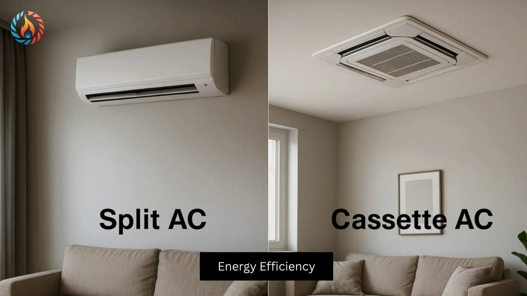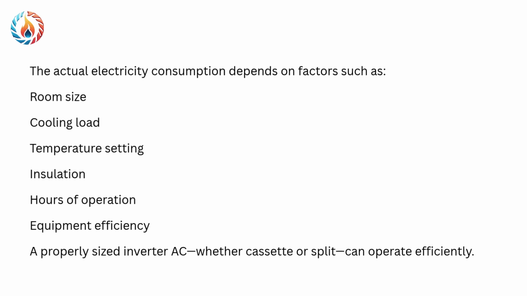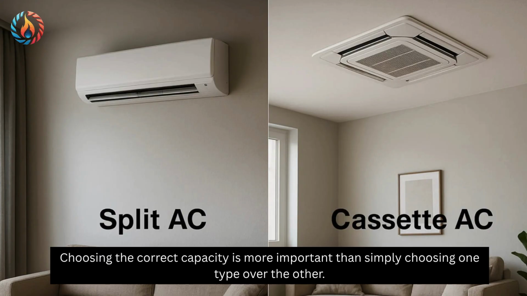Energy efficiency. Modern inverter versions of both split ACs and cassette ACs are designed to be energy efficient. The actual electricity consumption depends on factors such as room size, cooling load, temperature setting, insulation, hours of operation, and equipment efficiency. A properly sized inverter AC, whether cassette or split, can operate efficiently. Choosing the correct capacity is more important than simply choosing one type over the other.